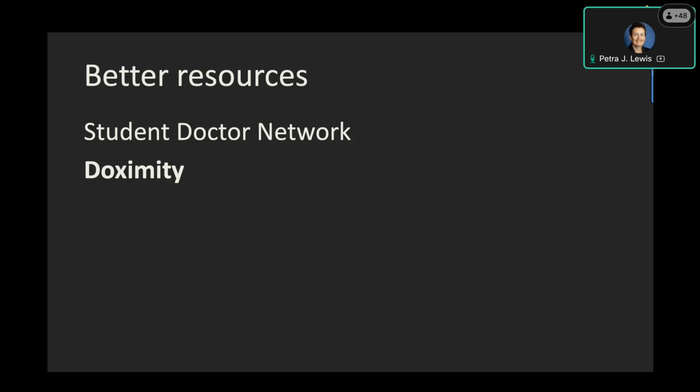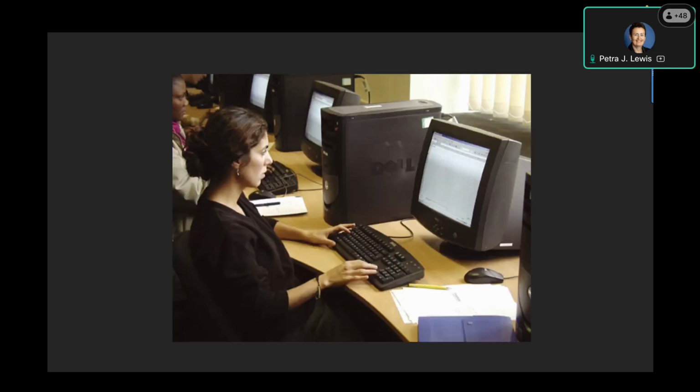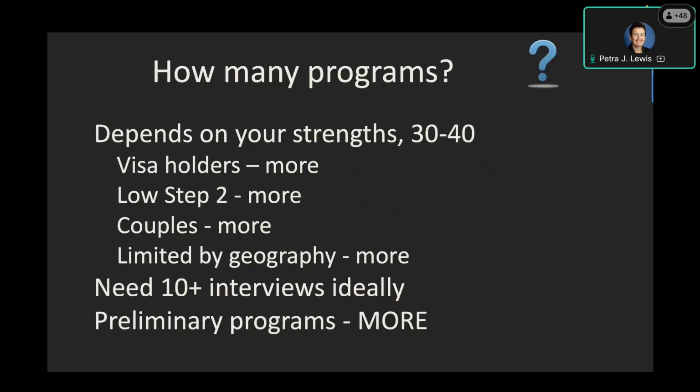Better resources: Student Doctor Network maybe, though that seems to be going the same way. Doximity, I think, is generally better, but be very careful. All right, coming back again to our ranking applications.